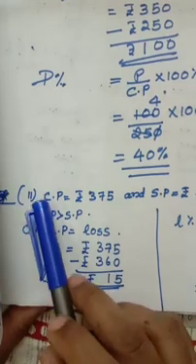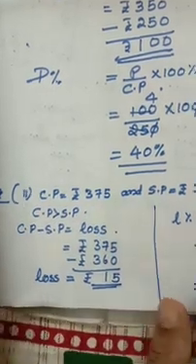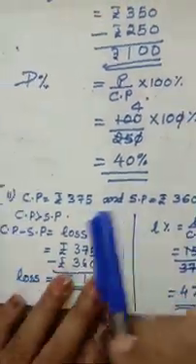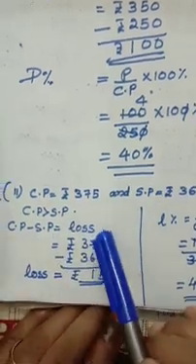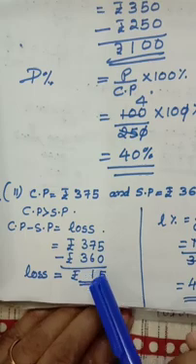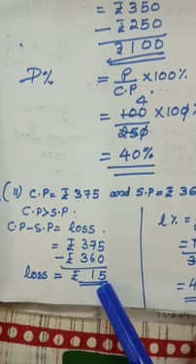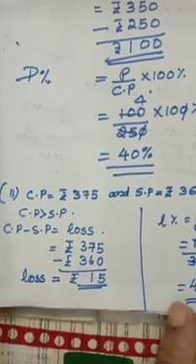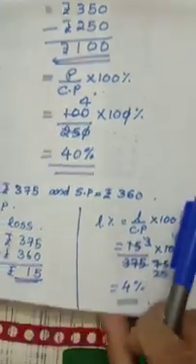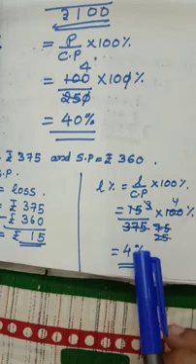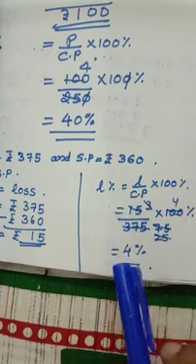Like that, in the second one, CP is given and SP is given. Seeing them, you can understand CP is greater than SP, so you will get a loss. CP minus SP, the loss is rupees 15. Then apply it in the formula: loss percentage equals loss divided by CP into 100. By cancelling, you will get a 4% loss percentage.